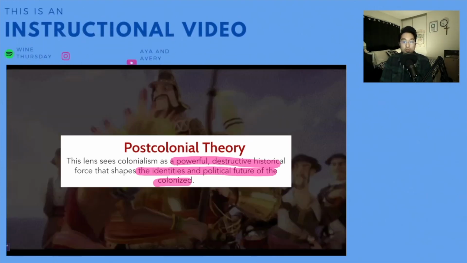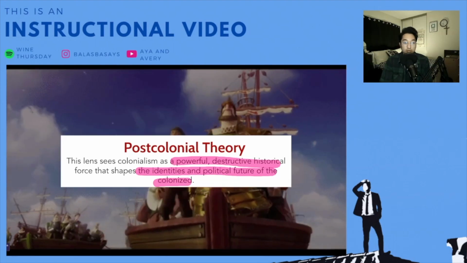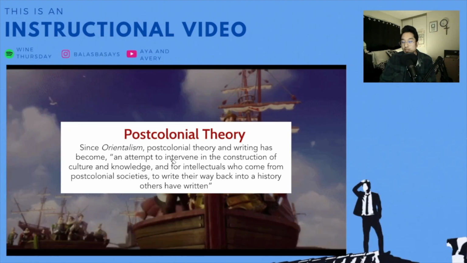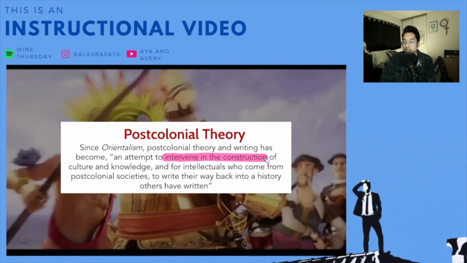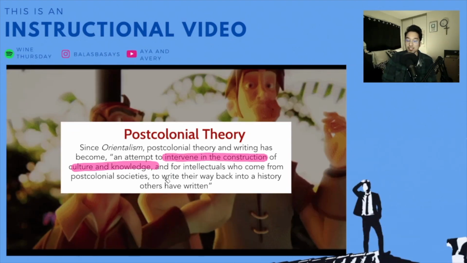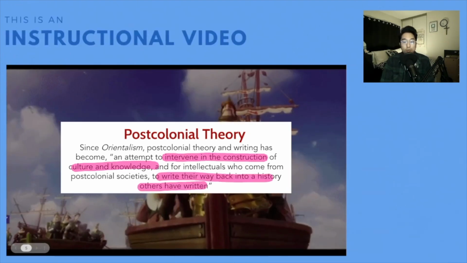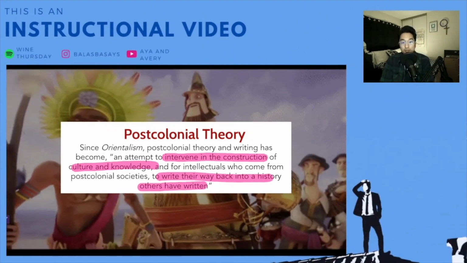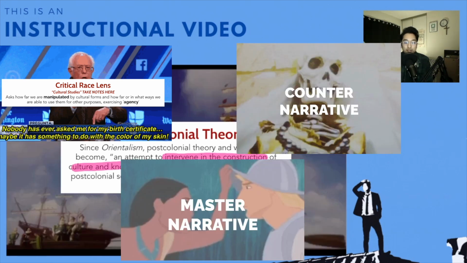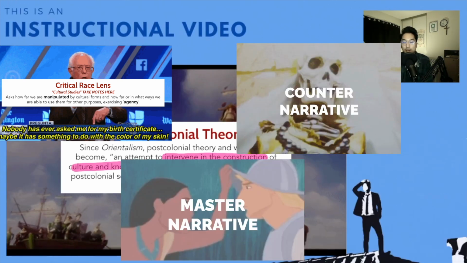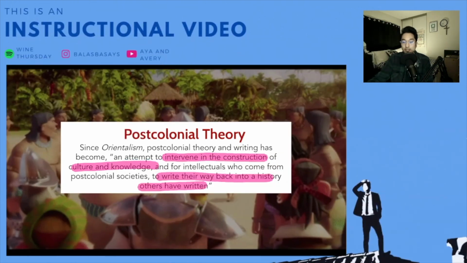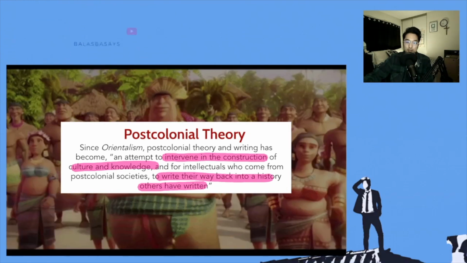So how can we use post-colonial theory to analyze a text or the world around us? Since the essay Orientalism, post-colonial theory and writing has become an attempt to intervene in the construction of culture and knowledge, for intellectuals who come from post-colonial societies. So for post-colonial societies to quote unquote write their way back into history others have written, sounds familiar, right? It's kind of like the critical race or master and counter narratives, which have a big focus on looking at how history is written by the winners and how we can write our stories back into history, which is what post-colonial theory is trying to hint at over here.